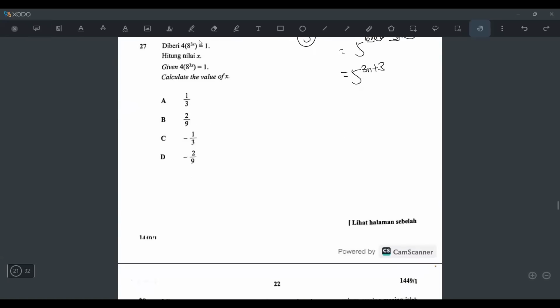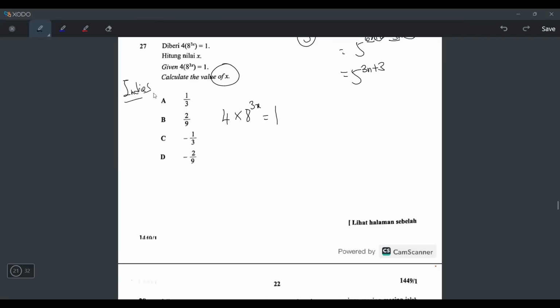Okay. 27. Given 4 times with 8 power 3x equals to 1. Calculate the value of x. So this is also an indices question. It's also not from Form 4, from Form 5 one. You learn in lower form. So how to do this?